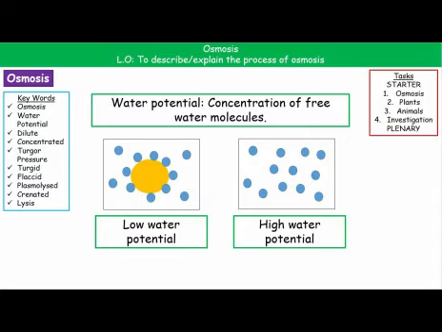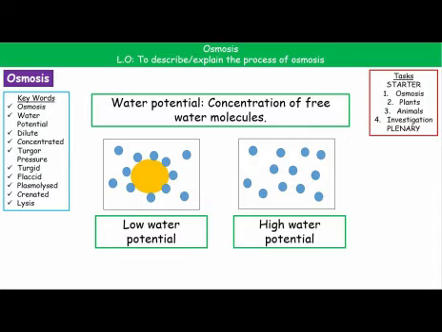Now, hopefully the two pictures I've given you there are going to help to explain this a little bit better. So what we've got in the picture on the left is a low water potential. So the big yellow blob in the middle is going to be a solute. It could be sugar, it could be urea, it could be anything, okay? And the little blue ones, they are water. Now what we can actually see is that lots of those water molecules have been attracted to the yellow blob, our solute. So that means the number of free water molecules has been reduced.